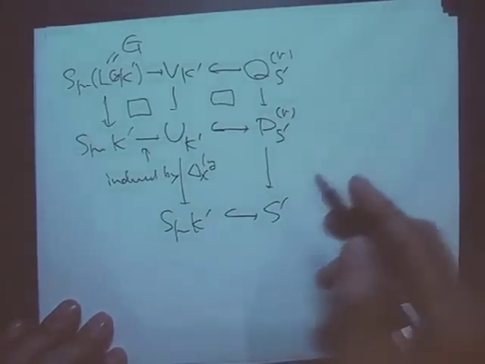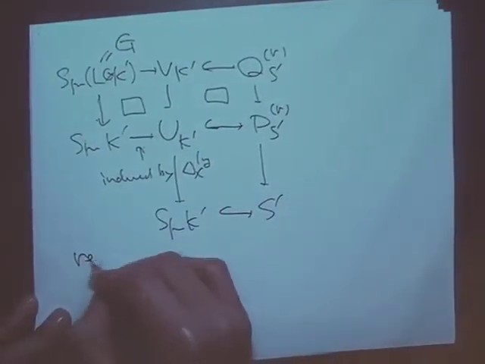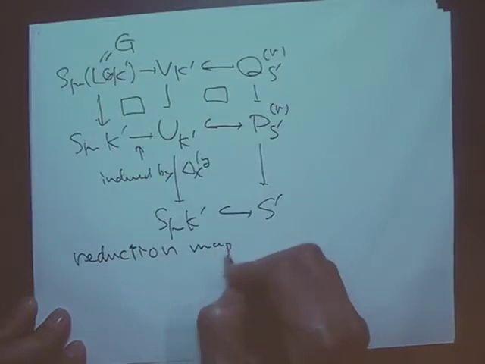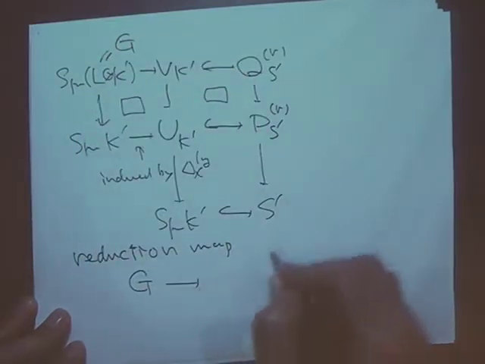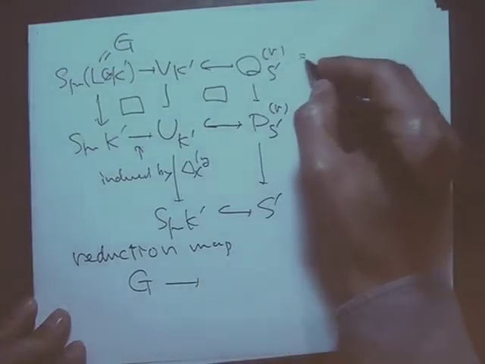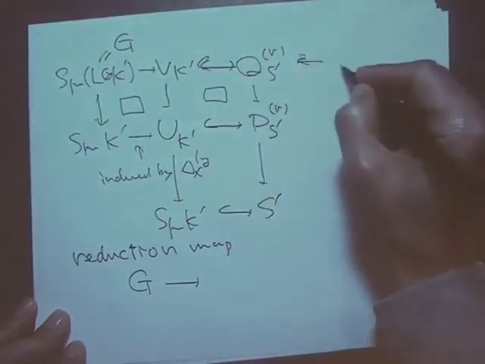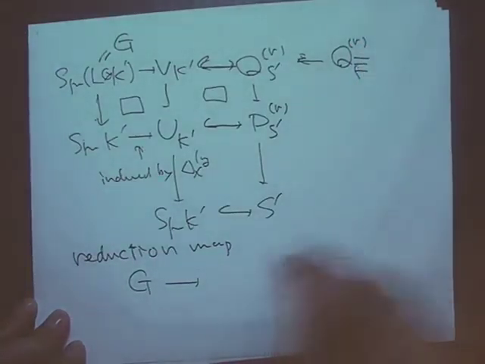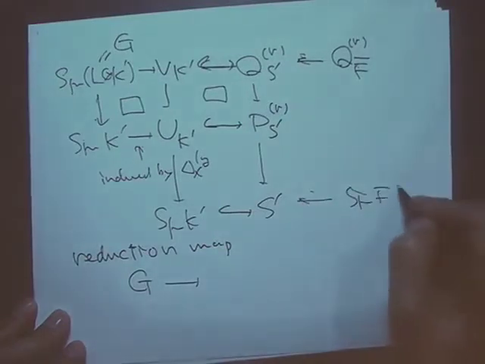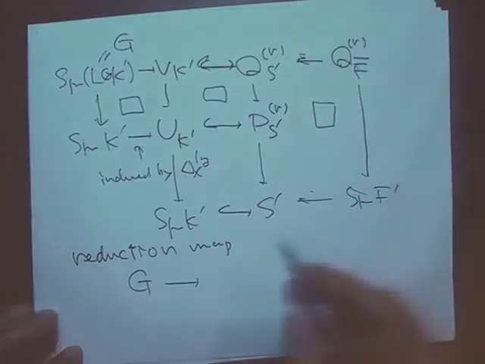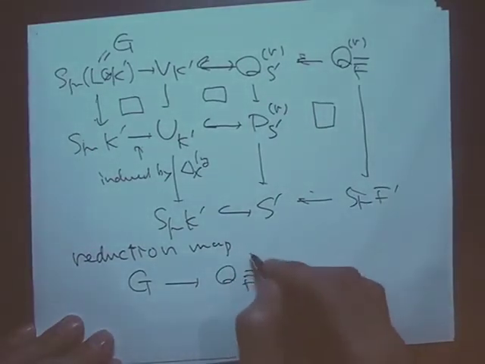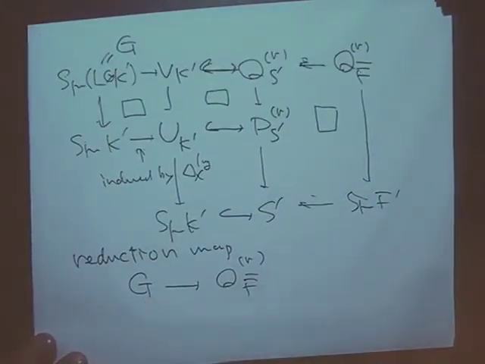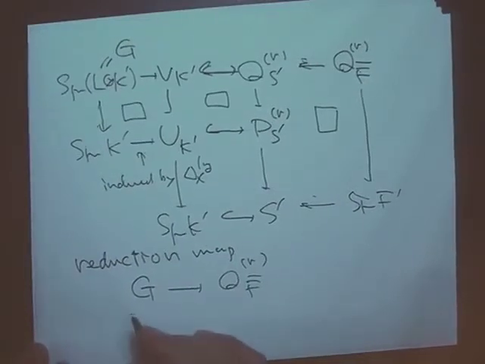So we have a reduction map from this finite set to the closed fiber of Q_{F bar}. I use this map to define the upper numbering filtration.